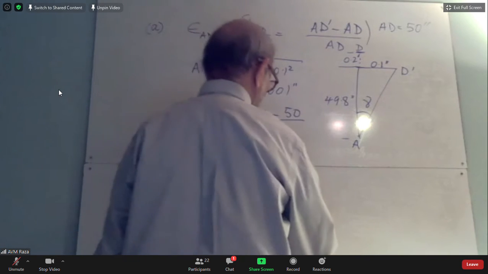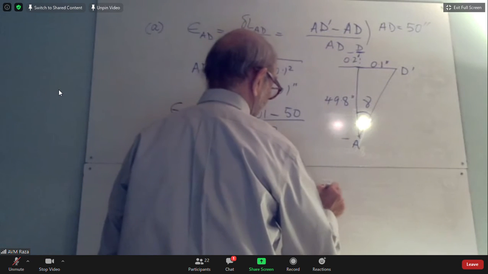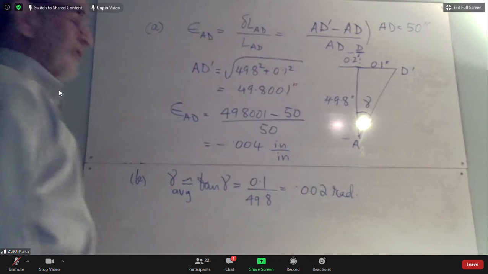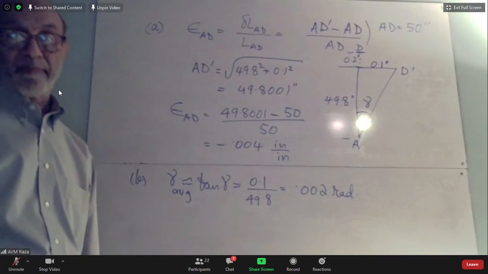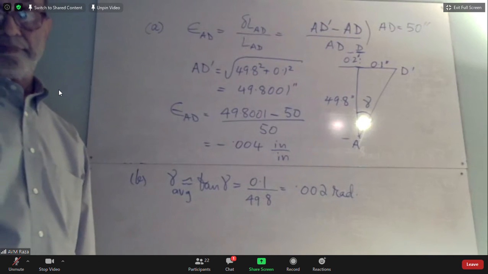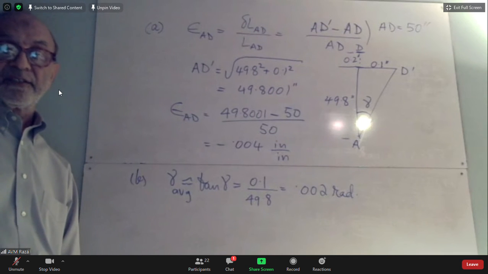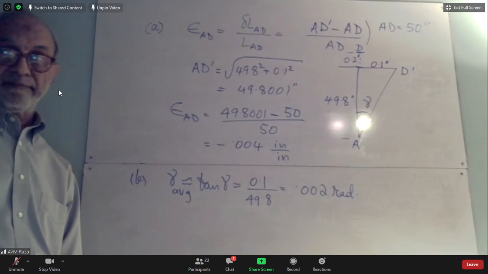radians? 0.002 radians. That's the answer for the average shear strain in the plate. So we have the normal strain inside AD and the shear strain in the plate.